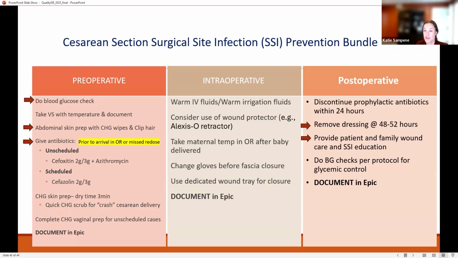Ideally, start those an hour before because of the infusion time, so within 60 minutes. But if you start them an hour before, that should be optimized for your patient. Next slide.